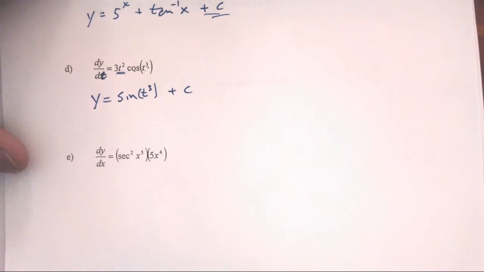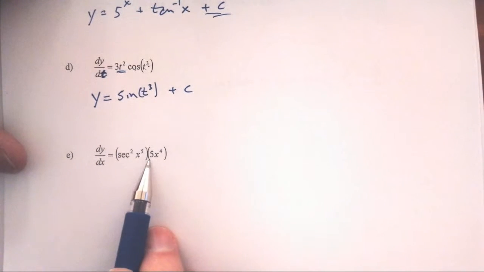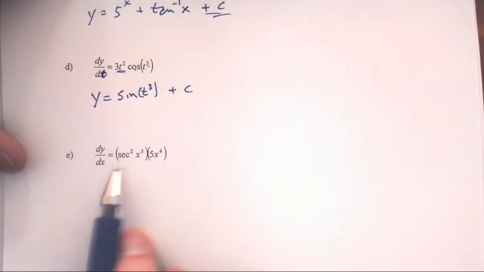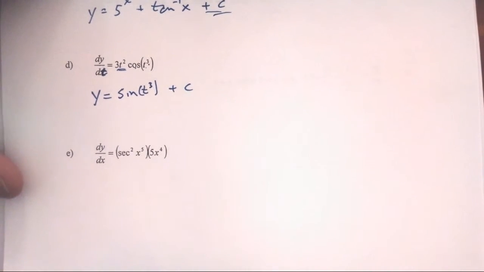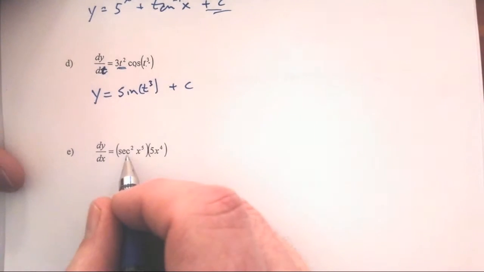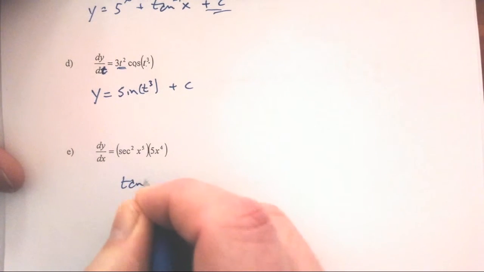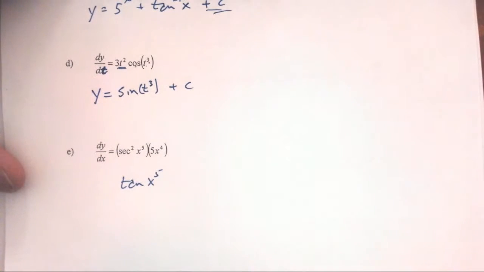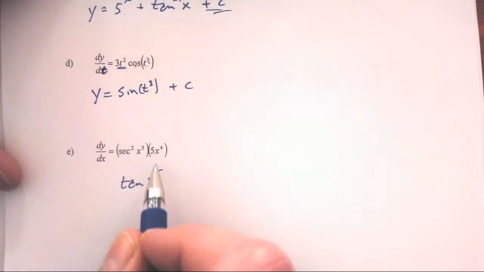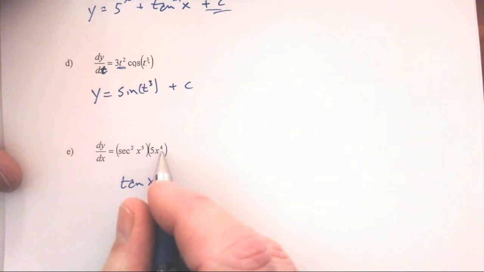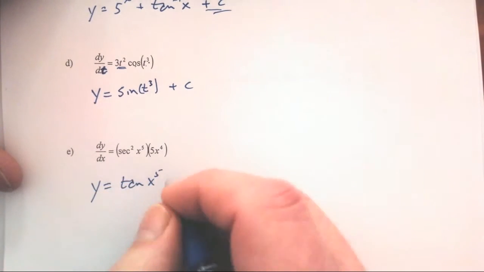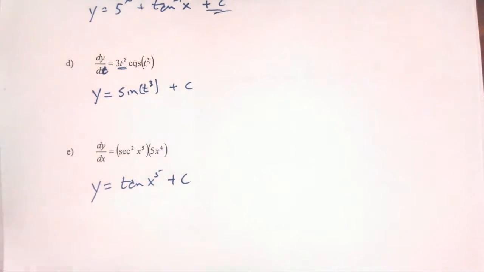This would be a really good time to pause this one because this is almost the same problem. You can try it if you'd like. Okay, I'm going to go. The derivative that gets me to secant squared is tangent. It has to be of x to the fifth. I'm just hoping that this works out. Times the inside derivative of x to the fifth, 5x to the fourth. We've got it. Y equals this plus c.